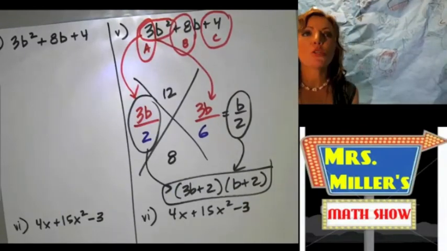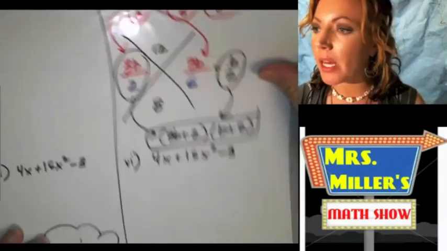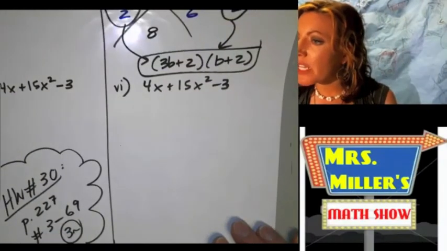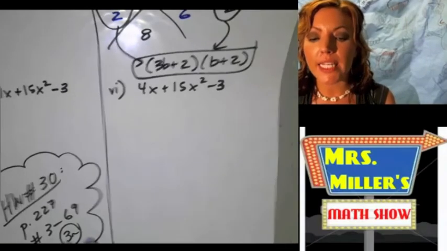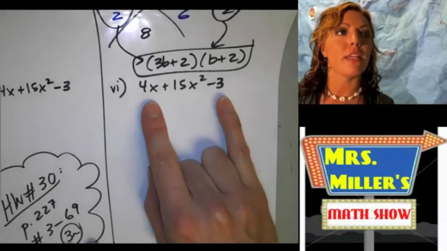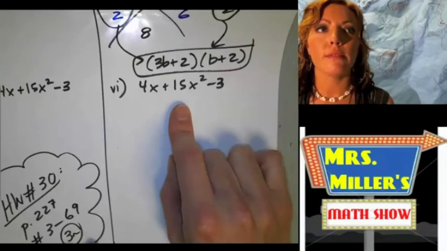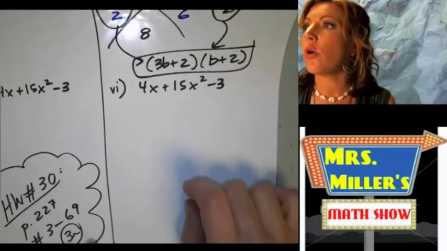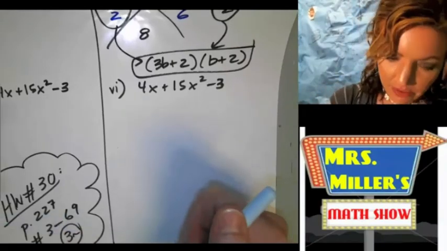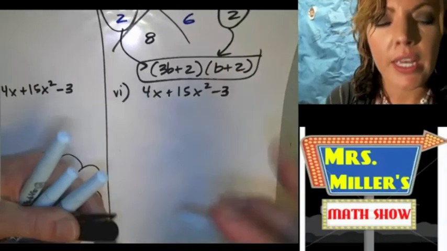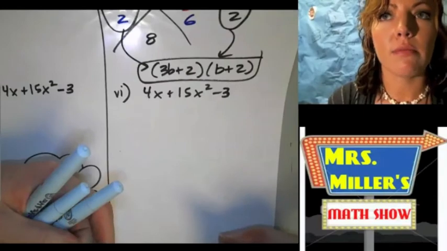Okay, last problem. 4x plus 15x squared minus 3. A lot of us would just go on our way and say 4 times negative 3 is negative 12, and then 15 in the bottom. What's wrong with that? Why do I not just go from this the way that it's written right here? Desi? Excellent. Give it up for Desi.